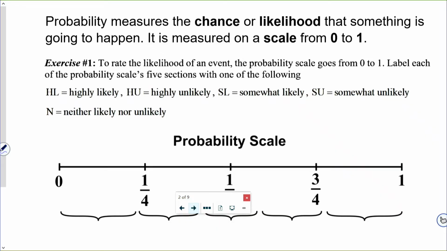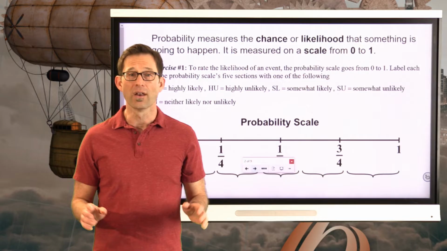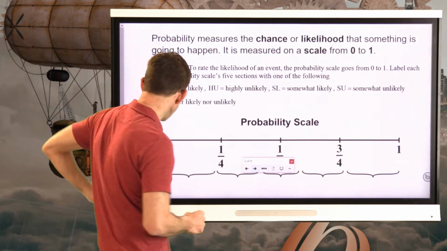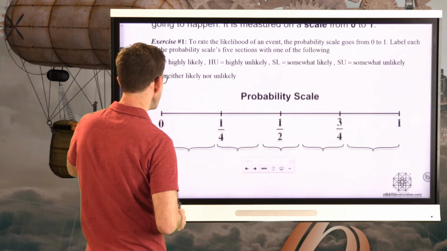To rate the likelihood of an event, the probability scale goes from 0 to 1. Label each of the probability scale's 5 sections with one of the following: HL, highly likely, HU, highly unlikely, SL, somewhat likely, SU, somewhat unlikely, and N, neither likely nor unlikely. Now again, remember, maybe we'll even write this down right now.